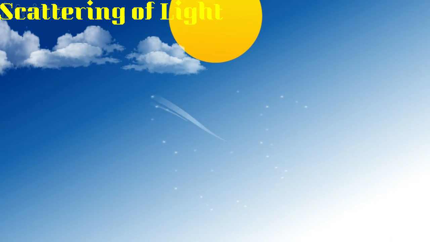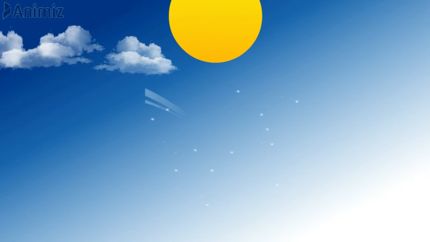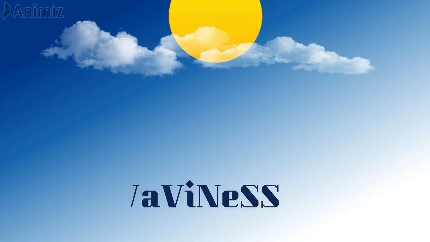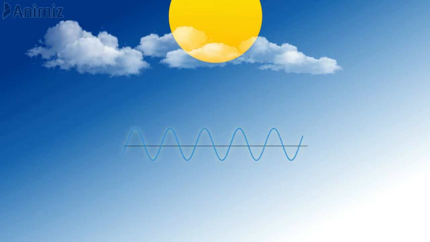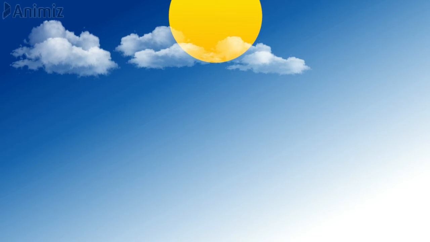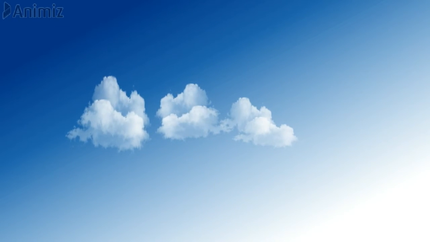The scattering of light occurs when particles in mediums interact with light, causing it to spread in many directions. Shorter wavelengths and higher frequencies scatter more due to the waviness of the line and its intersection with the particle. The wavier the line, the more chances of it intersecting with the particle. And the scattering of light is the answer to why the sky is blue and the clouds are white.